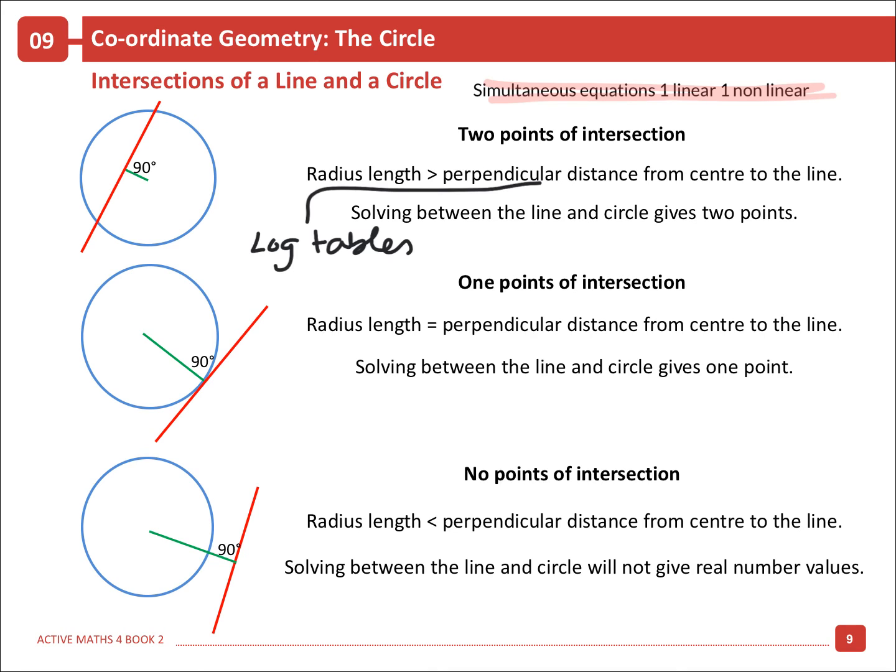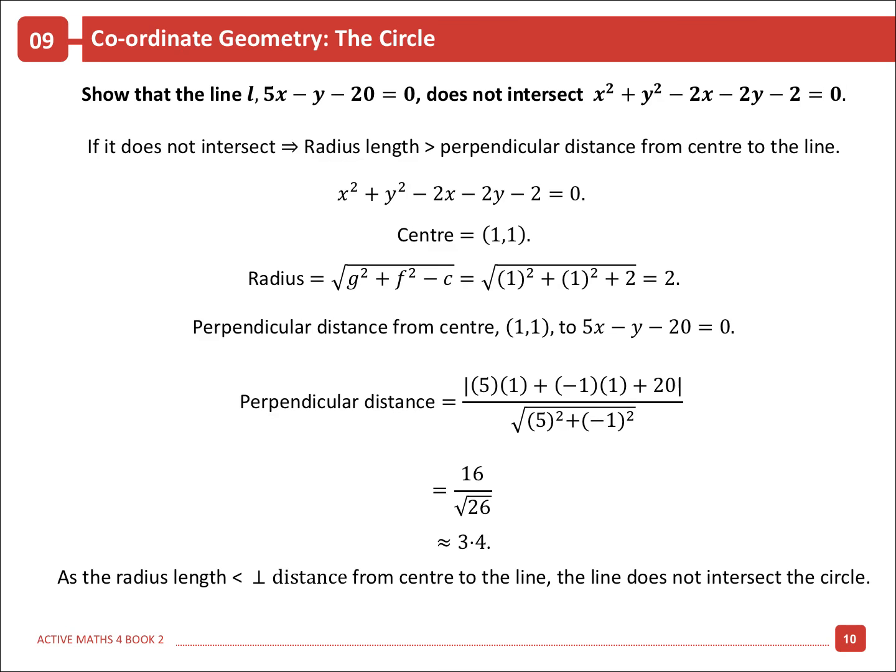That'll tell you whether, if the radius is greater than the perpendicular distance, there's going to be 2 points of intersection. If it's equal to the perpendicular distance from the center to the line, then there's only 1 point of intersection, so it's a tangent essentially. And again, solving between the line and the circle gives 1 point. That's using simultaneous equations. Finally, no points of intersection means that the radius length is going to be less than the perpendicular distance from the center to the line.